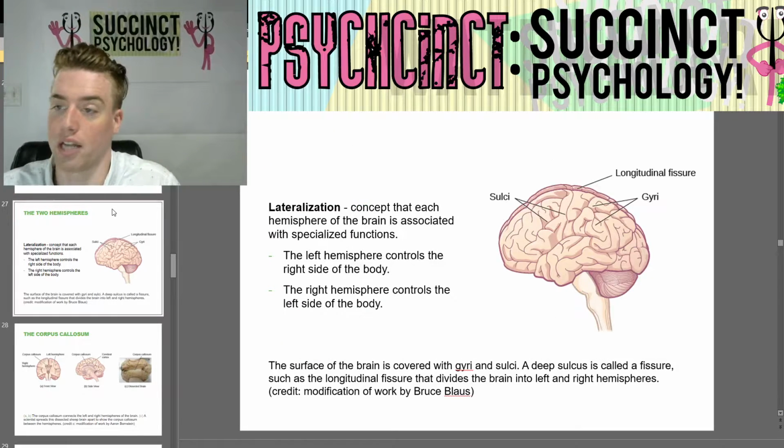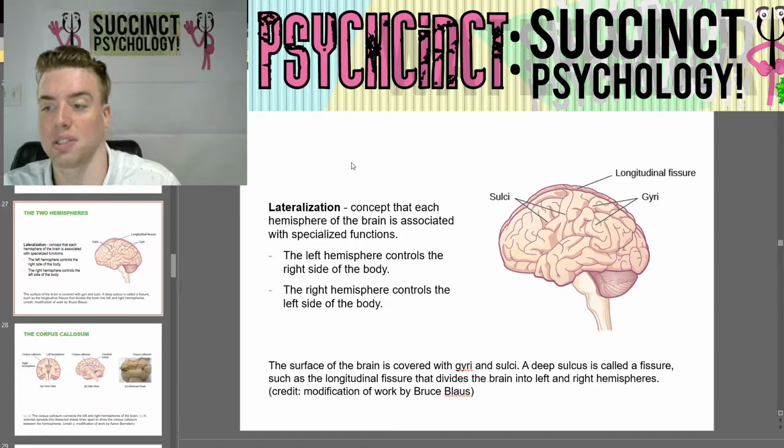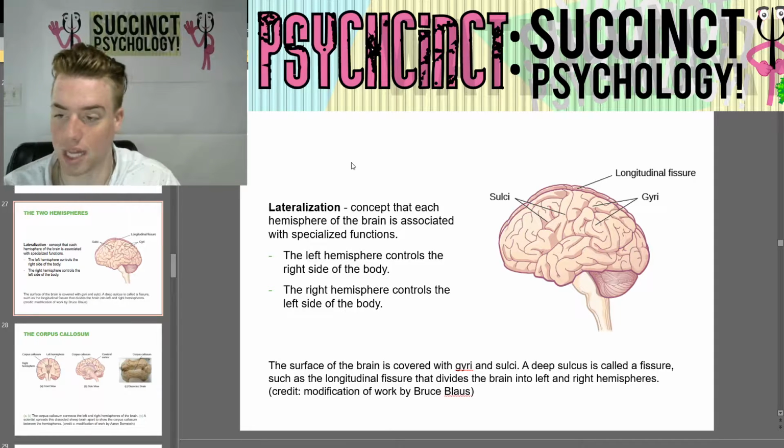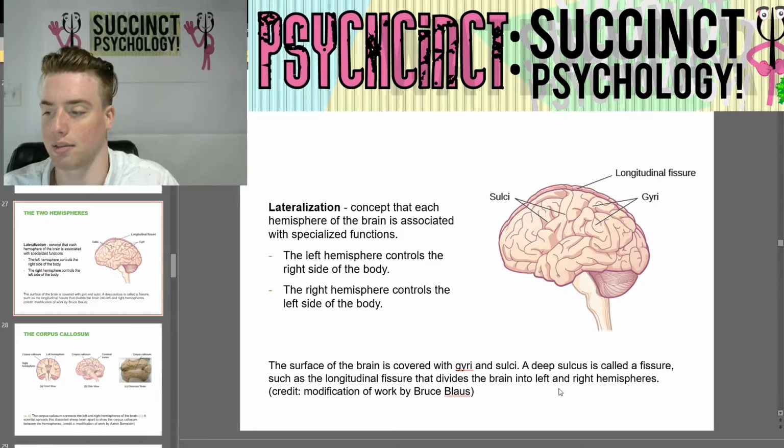So going more into the brain, we have the two hemispheres. Lateralization is a concept that each hemisphere of the brain is associated with specialized functions, so that your left hemisphere controls the right side of your body, and your right hemisphere controls the left side of your body. The surface of the brain is covered with gyri and sulci. A deep sulcus is called a fissure, such as the longitudinal fissure that divides the brain into left and right hemispheres. Here you can see the longitudinal fissure that separates the two hemispheres of the brain, and then you have your sulci and your gyri.